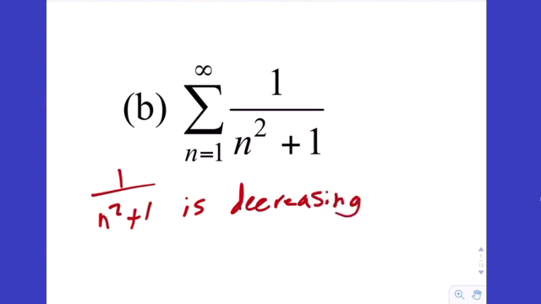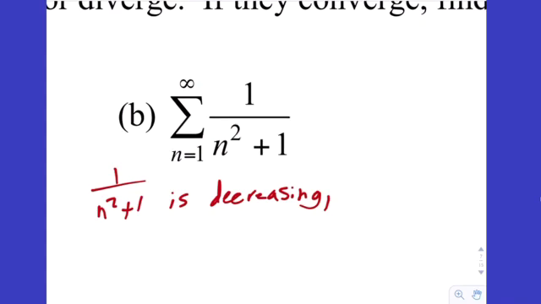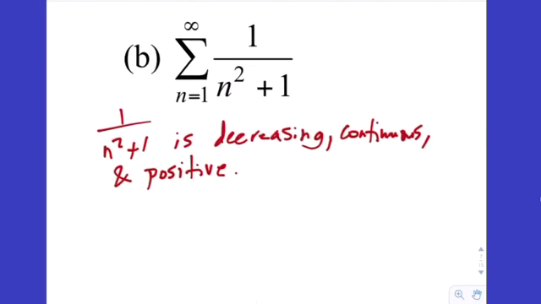Term by term, as you plug in larger values of n, the terms get smaller. Is it continuous? Yes, continuous. And is it positive? Yes, and positive. Good. So that's all you have to say. If you want to say so, the integral test applies, that's fine. So here's what we're going to do now.